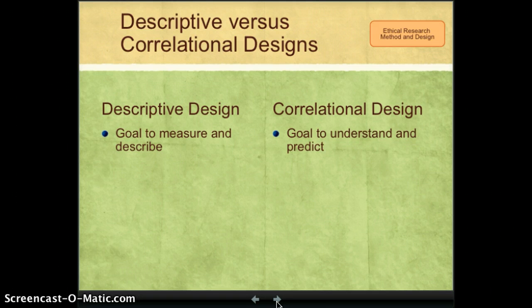All descriptive designs can do, though, is just give us a picture. The next question is, well, so what? So what if some people work more hours than others? So what if some people have kids and some don't? So correlational designs are designed to take that data a step further. They have the goal to understand and predict.